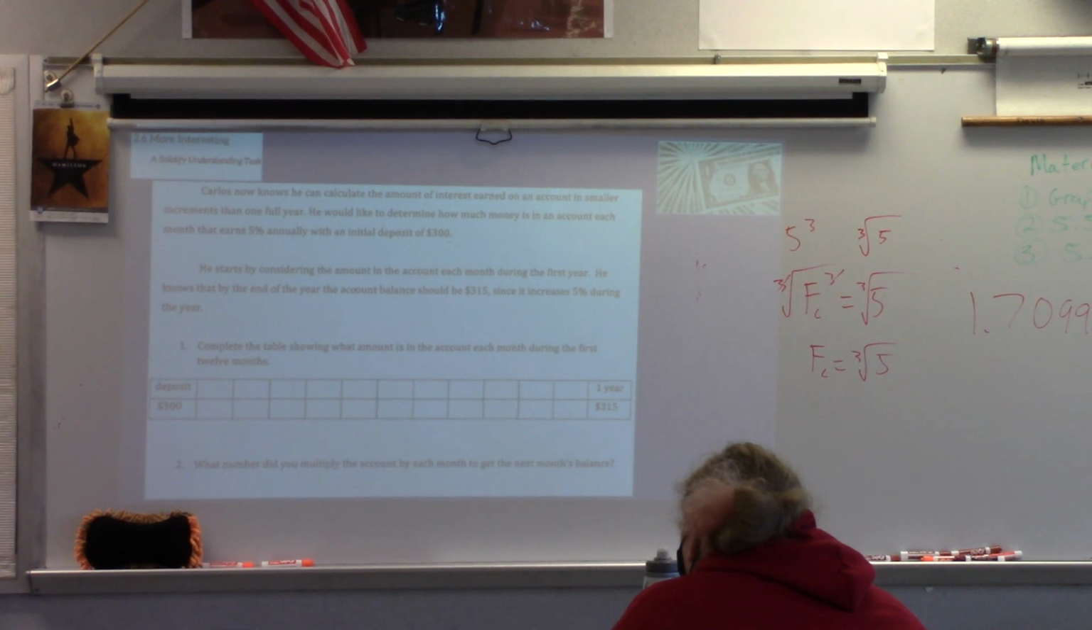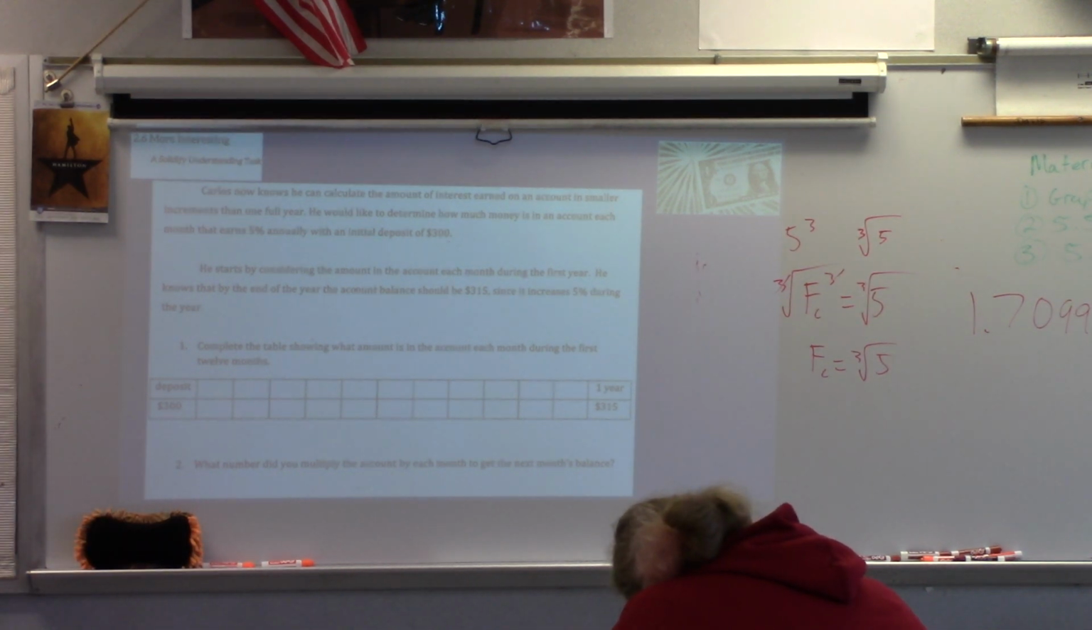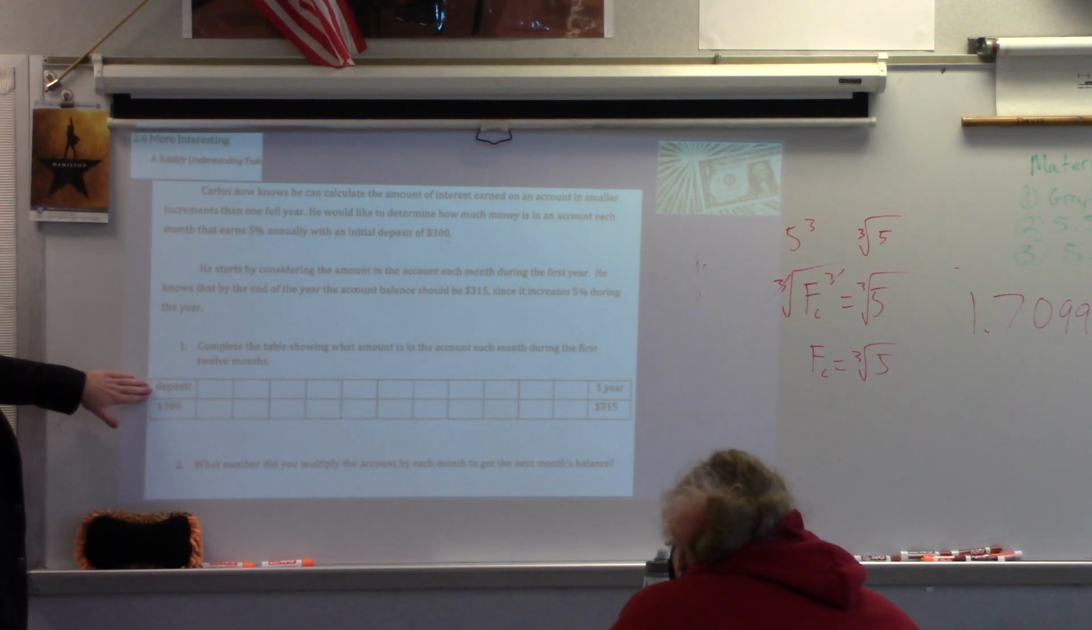Before we break off and start talking about it in groups, let's look at number 1 real quick. Carlos knows how he can calculate the amount of interest earned on an account in smaller increments than 1 full year. He would like to determine how much money is in an account each month that earns 5% annually with an initial deposit of $300. He starts by considering the amount in the account each month during the first year. He knows that by the end of the year, the account balance should be $315, since it increases 5% during the year. So I want to look at these input values first.